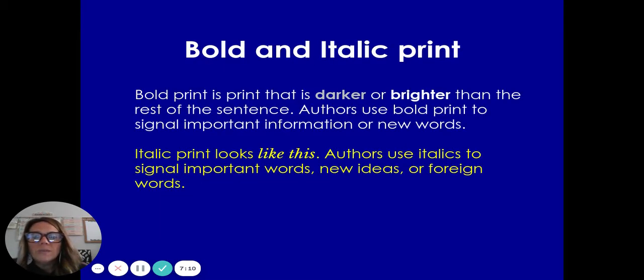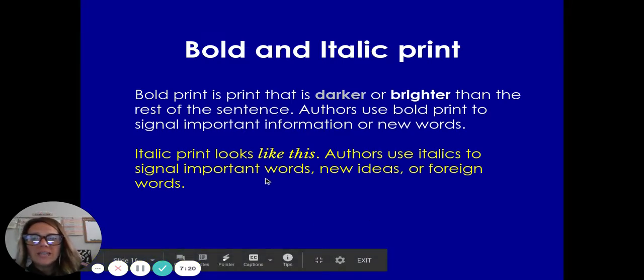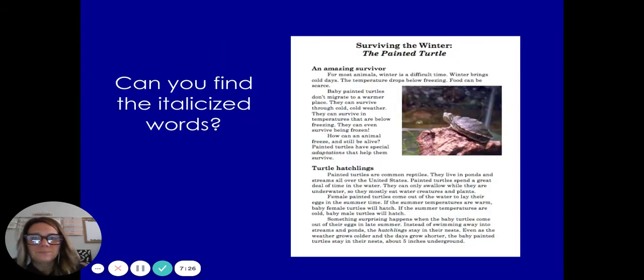Okay, let's talk about bold and italic, okay? So bold print is print that is darker, and we've talked about this a lot in class, okay? And brighter. And italics, if you look here, italics looks like this. You see how this print looks different? Italics is almost like a slanted type of writing.